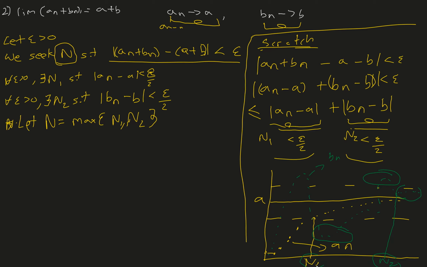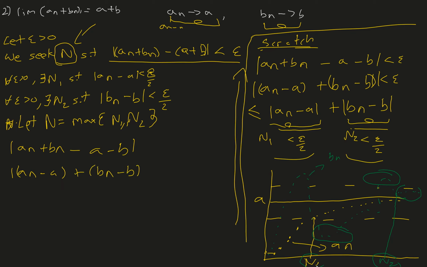So now that we have N, the one we were seeking, we can go ahead and prove this. So |a_n + b_n - a - b|, I'm going to do the scratch work in reverse, just as we did in previous videos. This can be written as |(a_n - a) + (b_n - b)|, and from the triangle inequality, this is less than or equal to |a_n - a| + |b_n - b|.